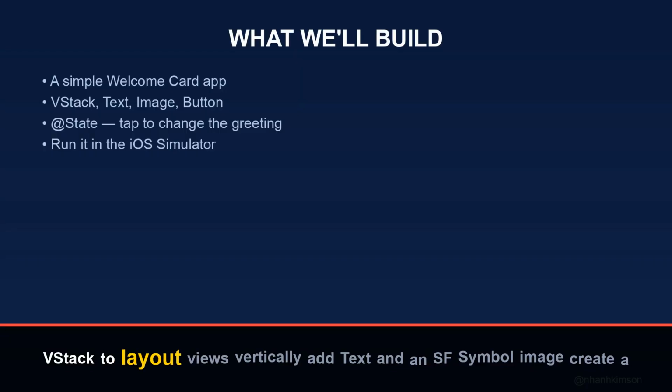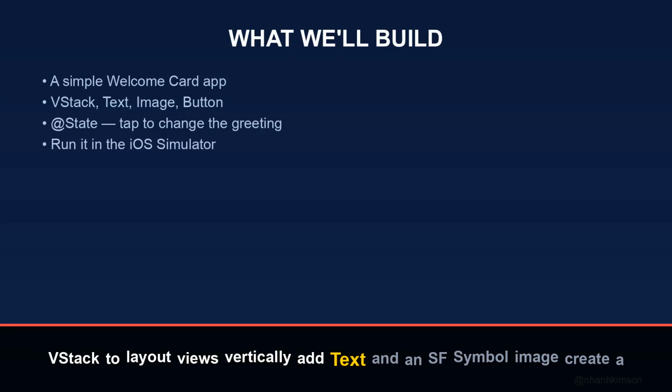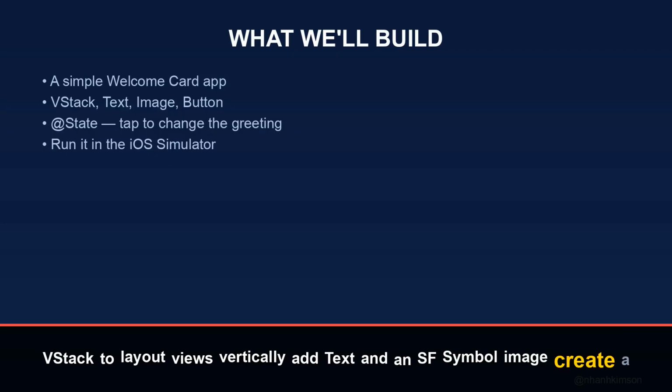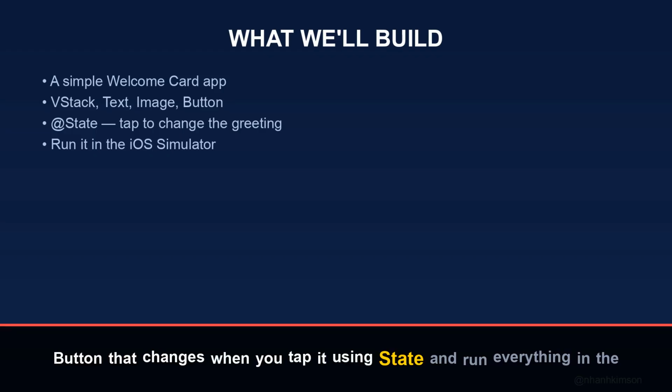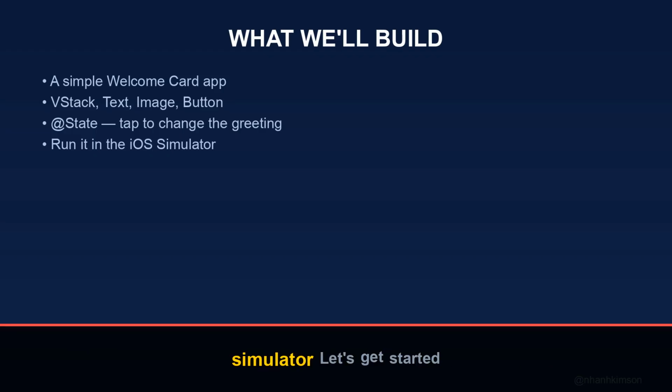We'll use VStack to lay out views vertically, add text and an SF symbol image, create a button that changes when you tap it using state, and run everything in the simulator. Let's get started. Step 1.